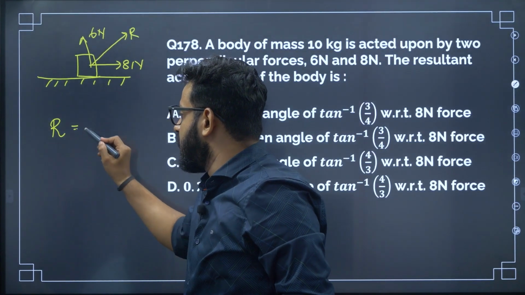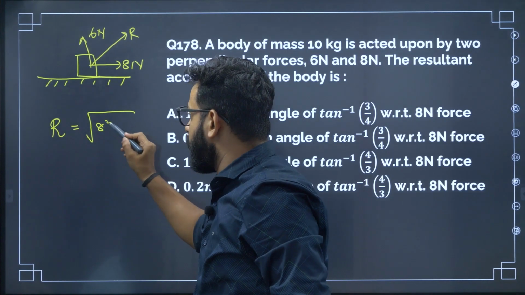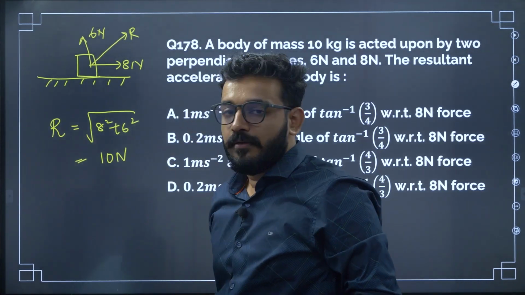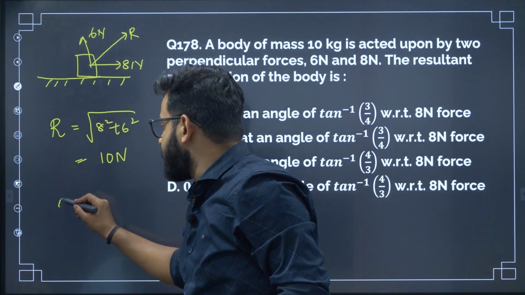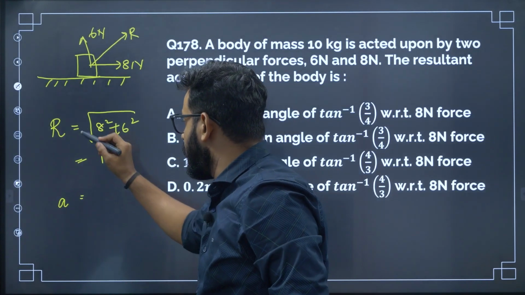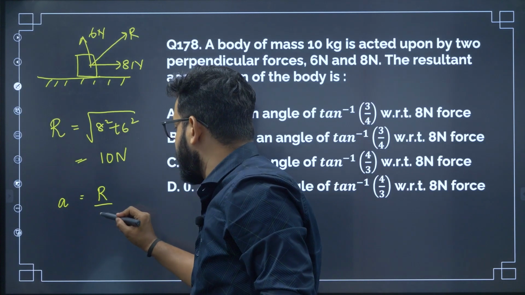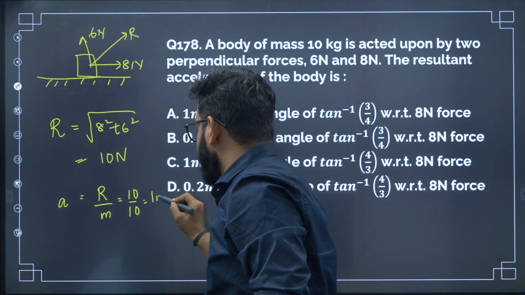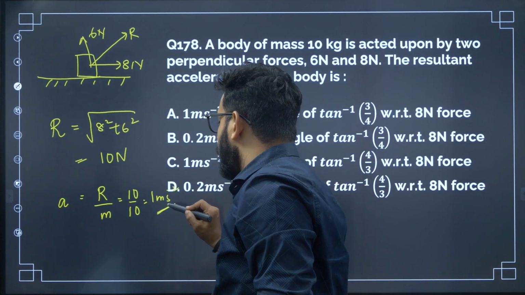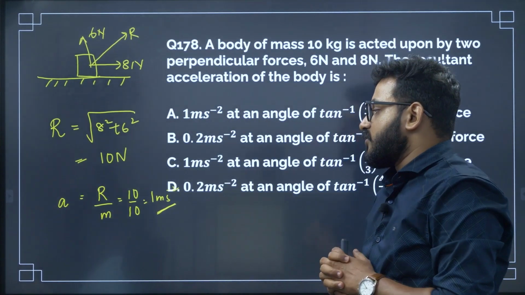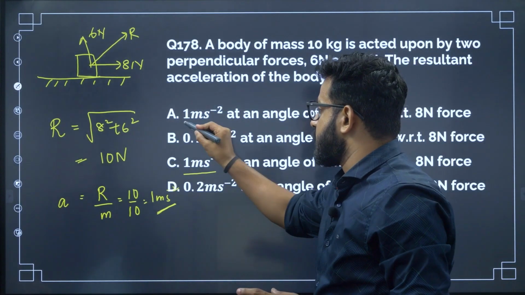Resultant force is root of 8 square plus 6 square, absolutely 10 Newton. And resultant acceleration is given as resultant force by mass, 10 by 10, 1 meter per second square. That is the correct answer. So the resultant acceleration is 1 meter per second square.